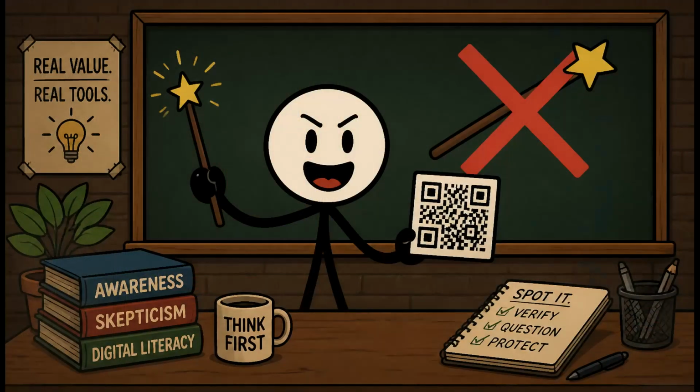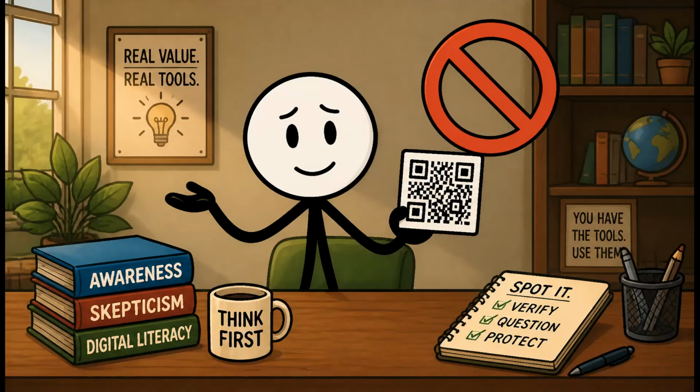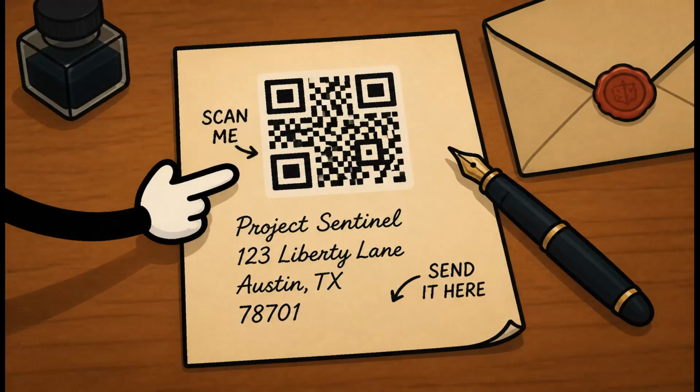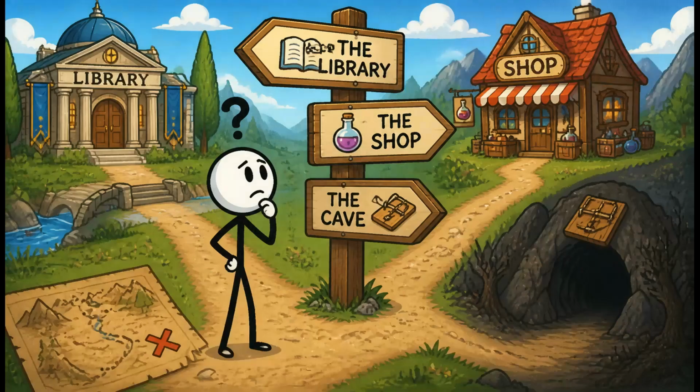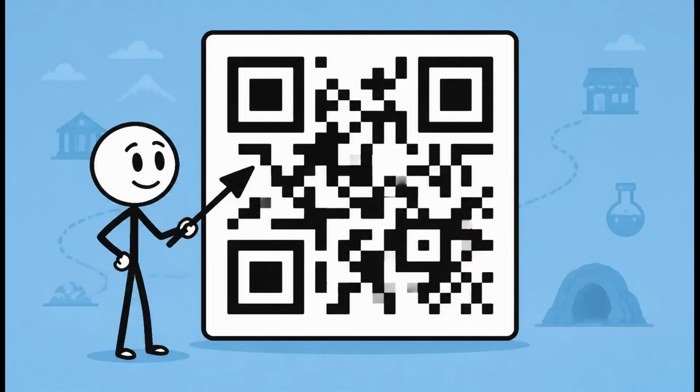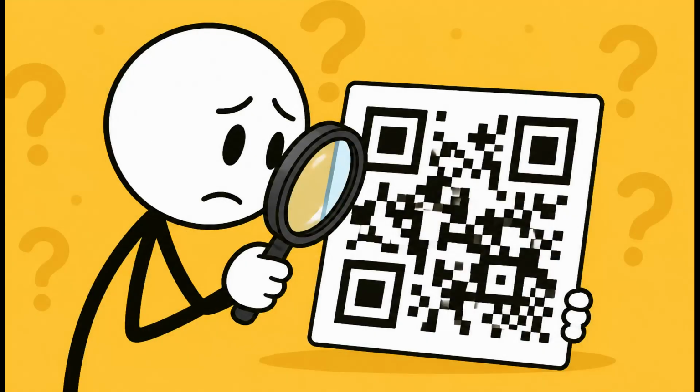So QR codes are not magic, and they are not automatically dangerous either. They are just carriers, like a written address on paper. The address can lead to a library, a shop, or a trap. The square only says where to go. You still have to care where it is sending you.